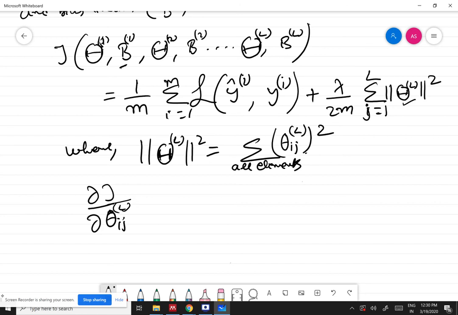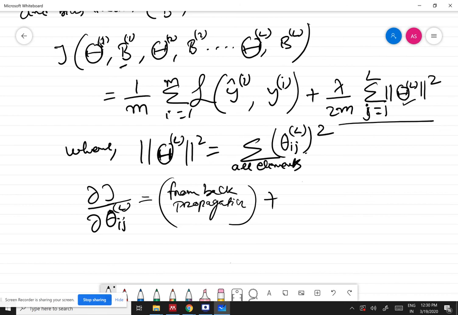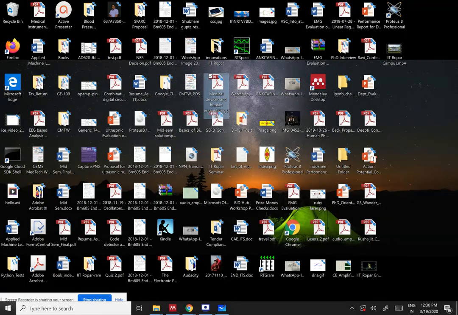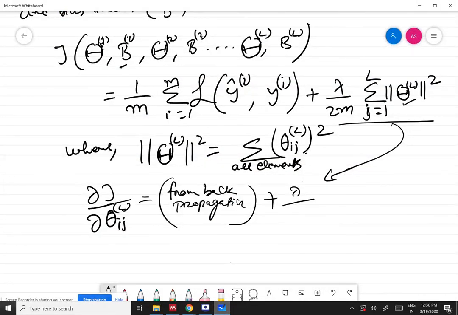We have already found out in lecture number 15 how to do it from backpropagation. So from backpropagation, you can find ∂J/∂θij^l. In addition to this, you will have another derivative which will come from the regularization term, which is lambda by 2m times the square value of a particular theta ij. So this will become lambda by m, theta ij^l.